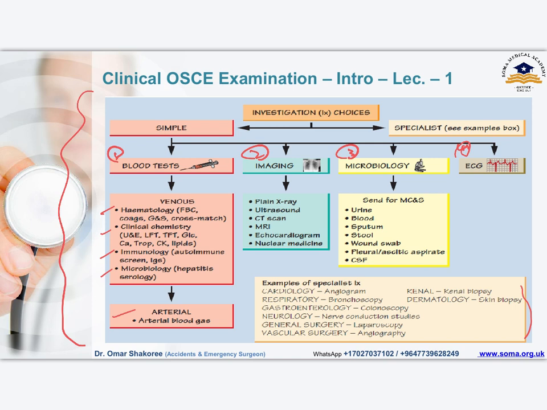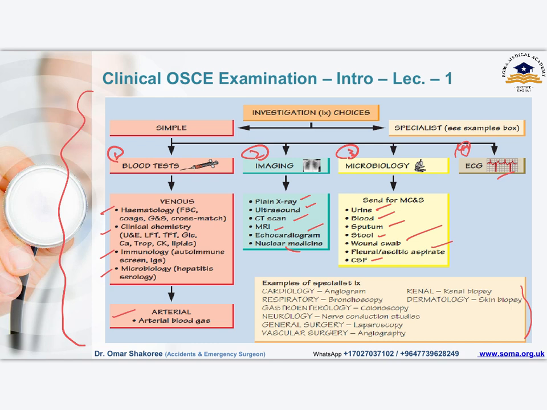For the simple ones, imaging, we start with plain X-rays, ultrasound, CT, MRI, echocardiogram, and nuclear medicine. For microbiology, we will have urine for microbiology and urine analysis, blood analysis, sputum analysis, stool analysis, swab analysis, and CSF and pleural or ascitic aspirate, and ECG.